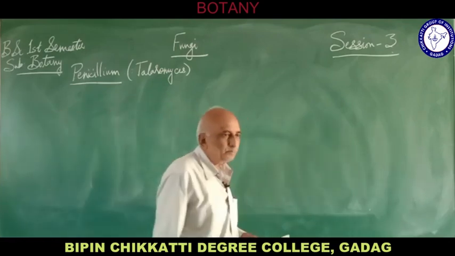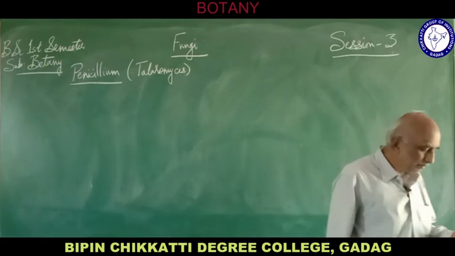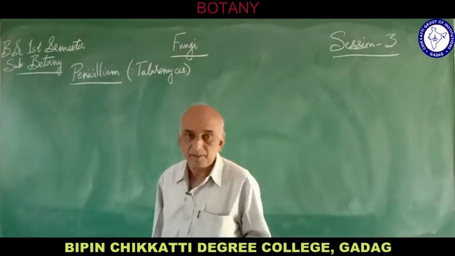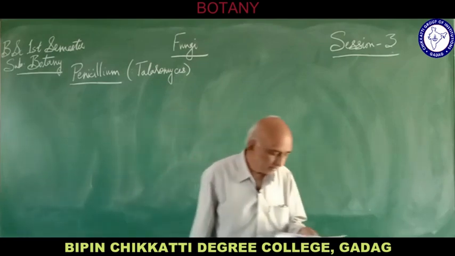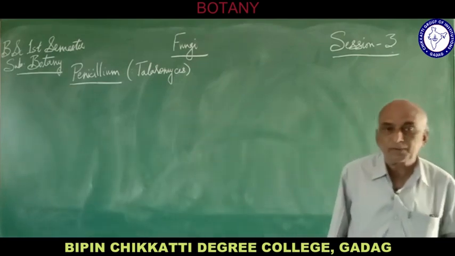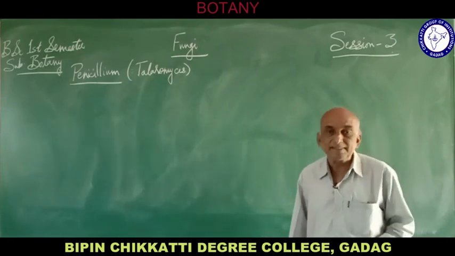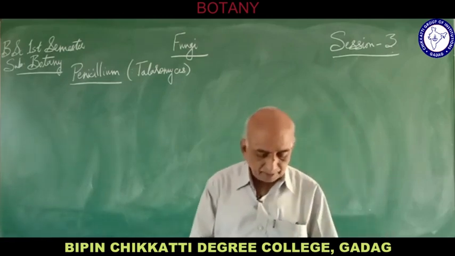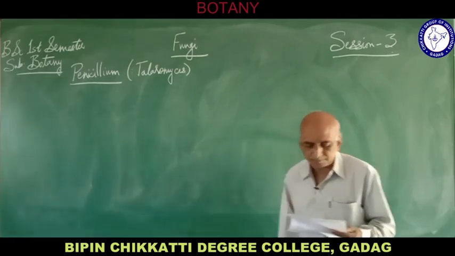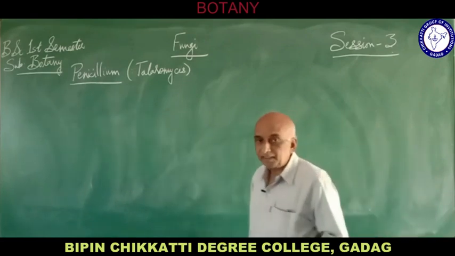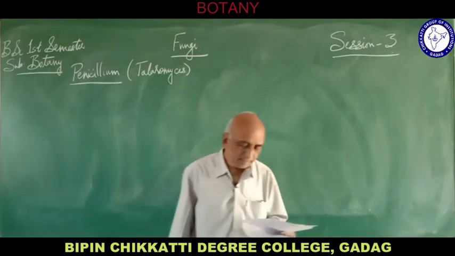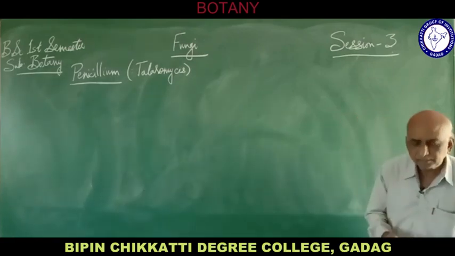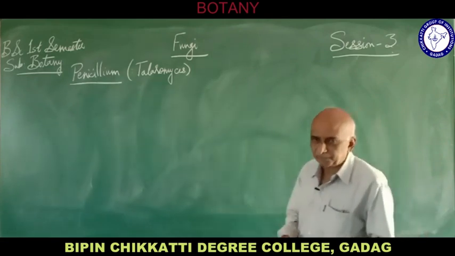There are species of Penicillium which cause disease. For example, Penicillium italicum and Penicillium digitatum. These two species cause a disease called soft rot in citrus. And there is another species, Penicillium funiculosum, which causes fruitlet core rot disease in ananas, pineapple. These are some examples of parasites.